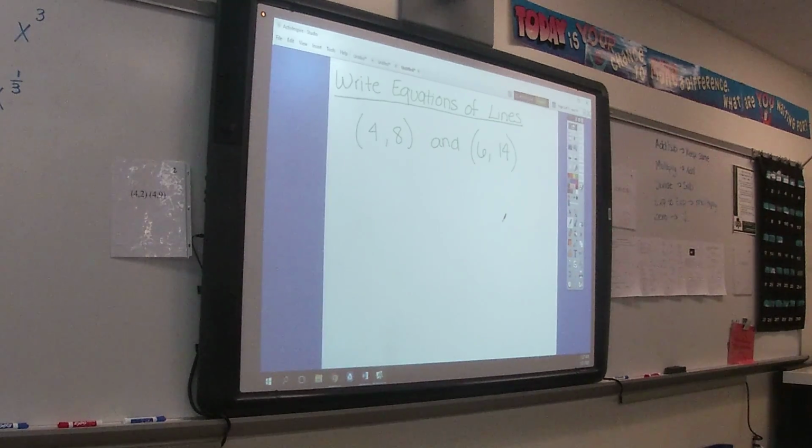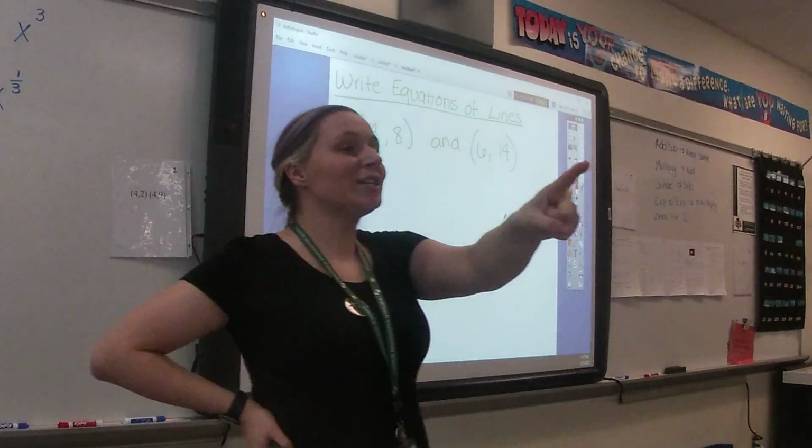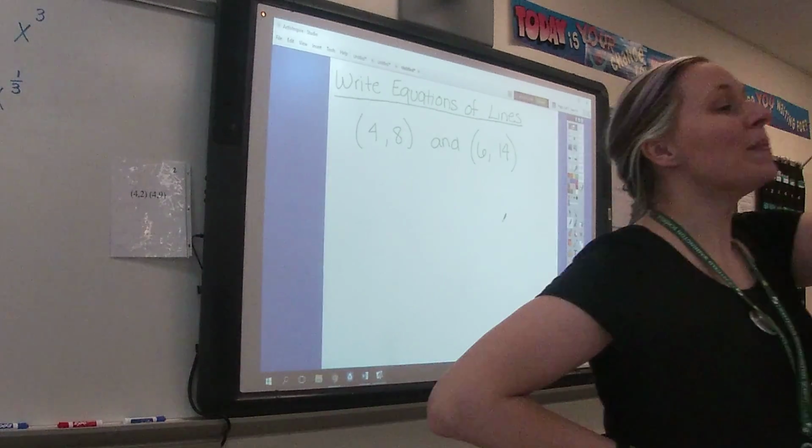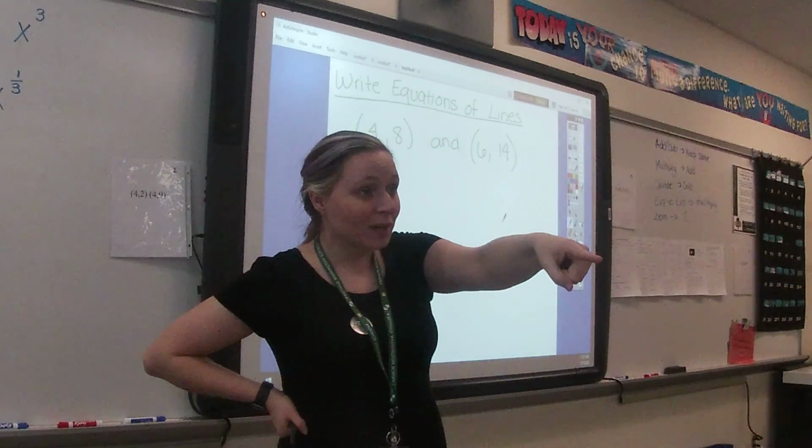Any thoughts about what we could maybe do with this information? Sam? Make a table. What would we do if we made a table, Sam? Why do you think that might be helpful? We could put the 4 and then the 6 below it and then be able to figure it out. Well, you could find the slope. I think you're thinking about the table format to find the slope.